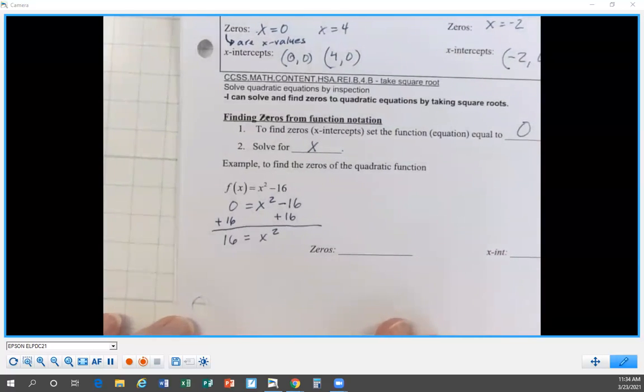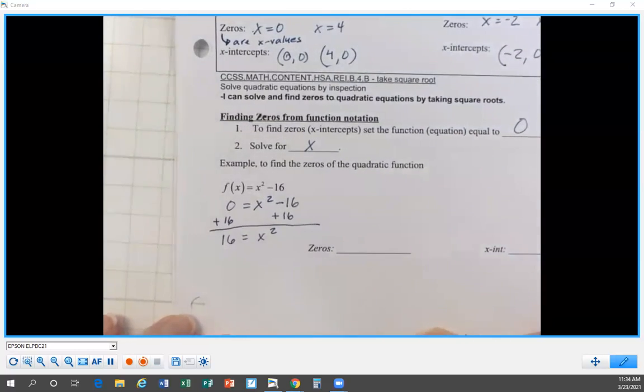Okay, and then we don't care what x squared equals. We do care what x equals. So we want to isolate the variable x. What is the inverse of squaring a number? Taking the square root of a number.